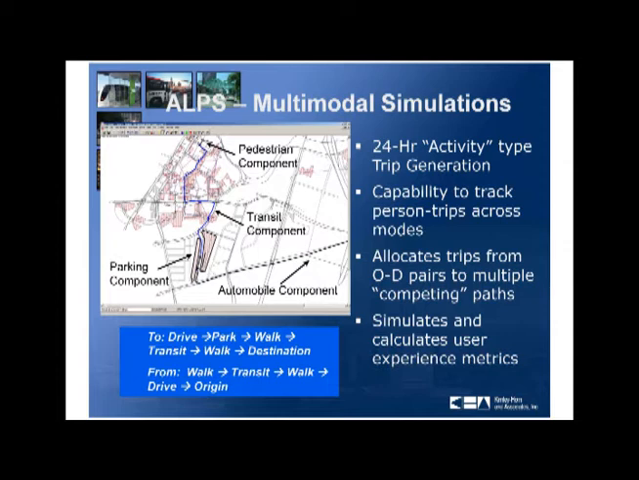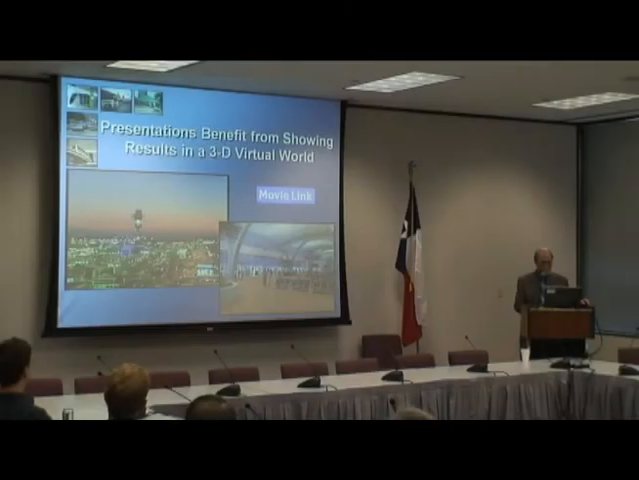And then when you're doing competing, what I call competing travel paths that have all of these elements in it, you really are reflecting a choice somebody might make to use transit or not to use transit because of where he has to park or how far he has to walk. Those are all elements of that.